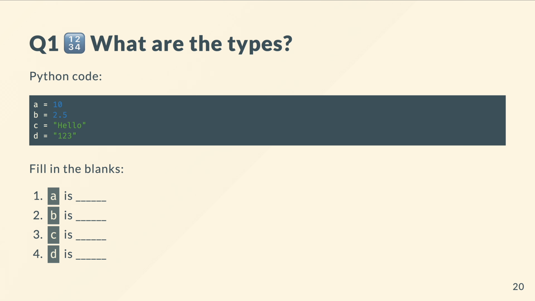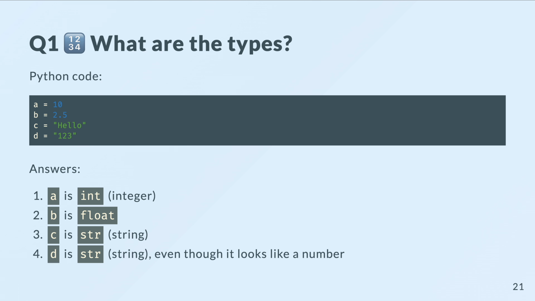Question 1. Look at A, B, C, and D. A is 10. B is 2.5. C is hello in quotes. D is 1, 2, 3 in quotes. Pause and fill in the type for each one. Here are the answers. A is int, B is float, C is string, D is also string, even though it looks like a number.